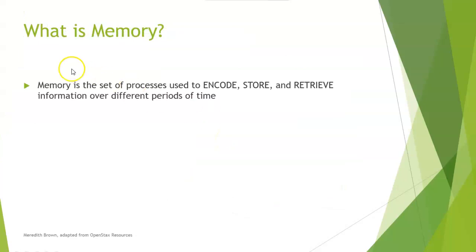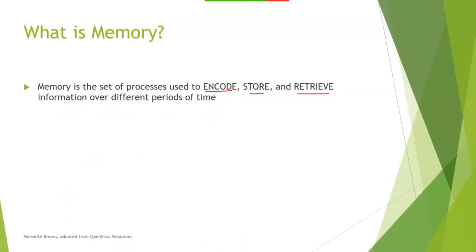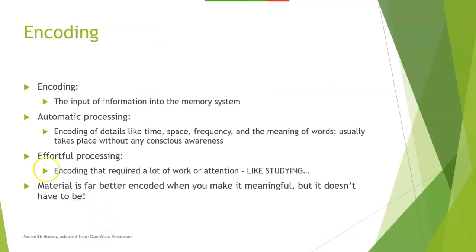So let's talk about memory. Memory is the set of processes used to encode, store, and retrieve information over different periods of time. So this is basically what memory is. Encode, store, retrieve information over a certain amount of time. Super easy concept, but there is so much more going on.